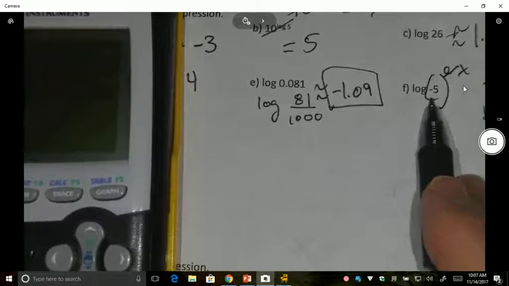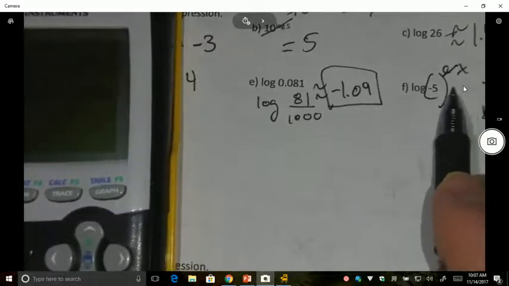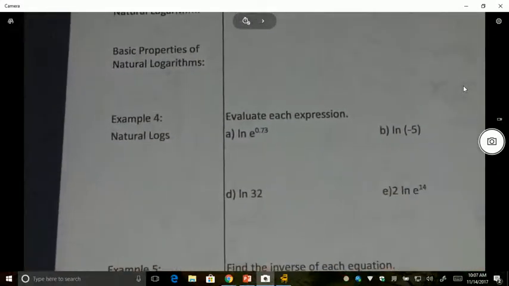Now, if this was x minus 5 or x plus 5, then I could put a negative in there, but we're not there yet. We'll get to it in transformations.